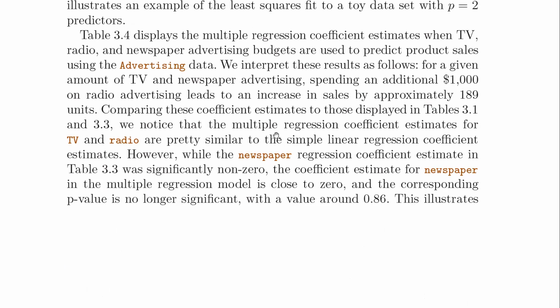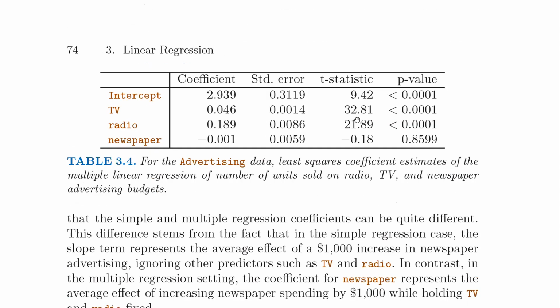Table 3.4, and that's over here. And look, immediately we're discussing these p-values. What's interesting is this one is so much higher. If these are less than 0.01%, the intercept, the TV beta, the radio beta. Now look at the newspaper.